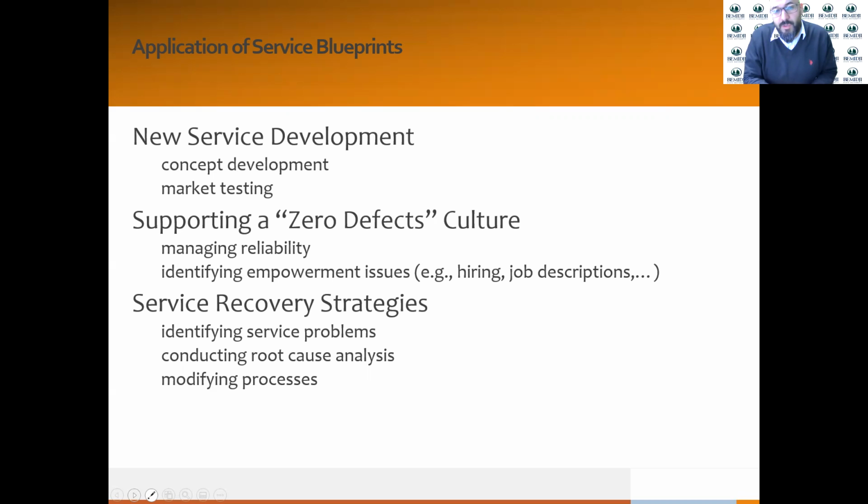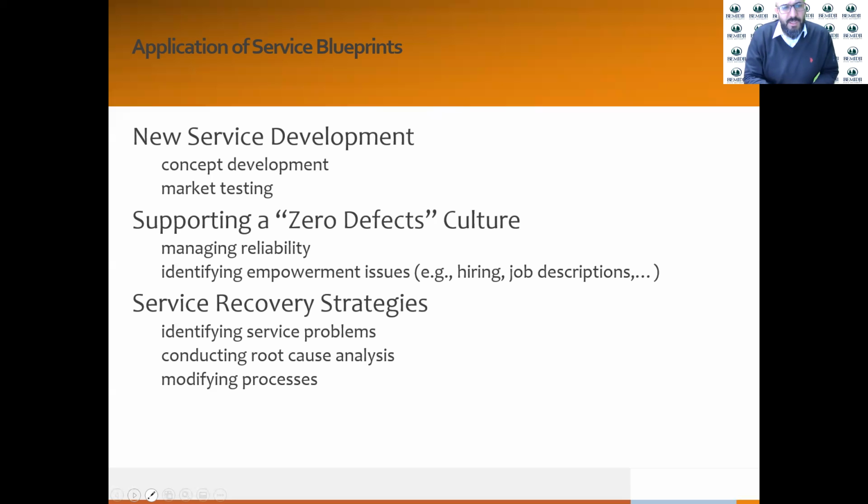And also we use it for empowerment activities such as hiring. If we need to write a job description, we need to know exactly, for a person working on that job, what are the details. So that will give you a better idea of what activities are in that process.